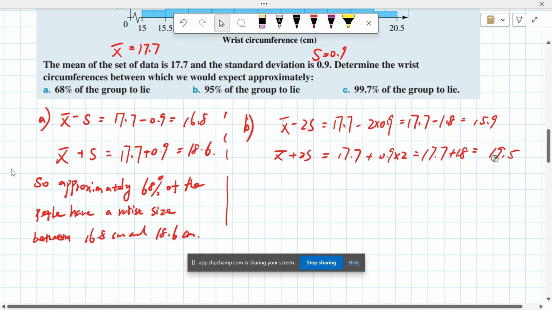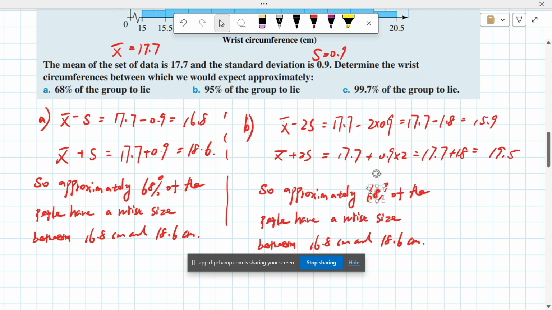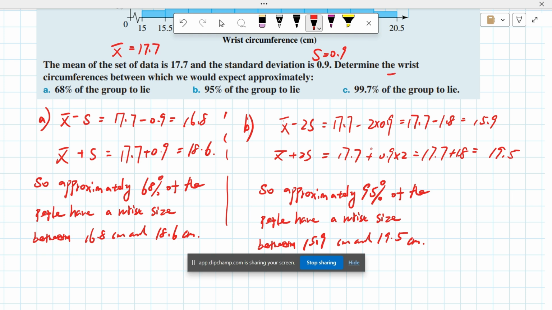And then approximately 95% of the people will have a size from 15.9 centimeters to 19.5. And 99.7% you can say is three standard deviations, so we can find that out by ourselves. So hopefully that makes sense.